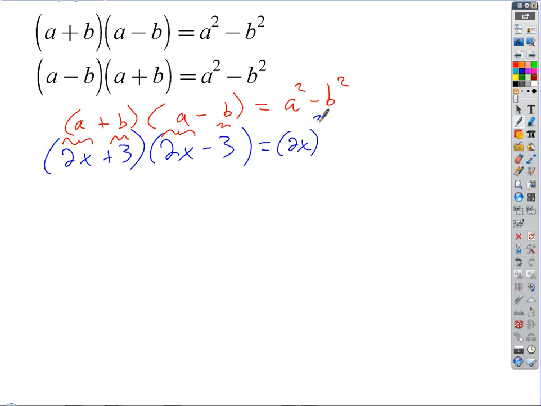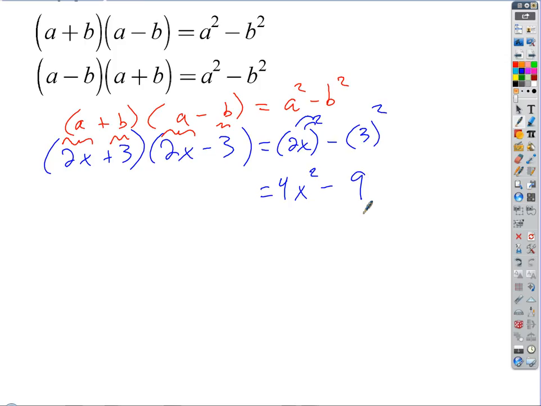So we're going to get A squared minus B squared, where B is 3, so 3 squared. To simplify that, what is the quantity 2x squared? What do I have to do there? Yeah, I distribute the 2. So 2 squared is 4, x squared is x squared. So I get 4x squared minus 9. Done, right? It's easy. We don't have to go through the process of distributing.